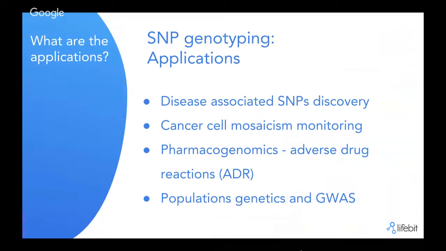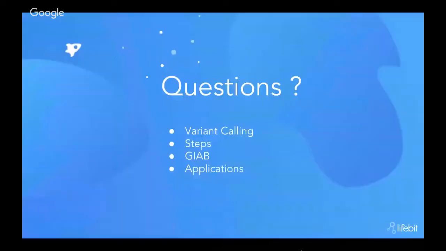So for variant calling or SNP genotyping, there are lots of different applications, but the main and quite well-known ones are discovery of disease-associated SNPs, and cancer cell monitoring or analysis, trying to look at mosaicism. Especially in cancer cells, this is quite interesting because of the wide range of mutations and the high mutation rate that cancer cells can have. It's actually one of the most complex scenarios for variant calling. Also pharmacogenomics, population genetics and genome-wide association studies.